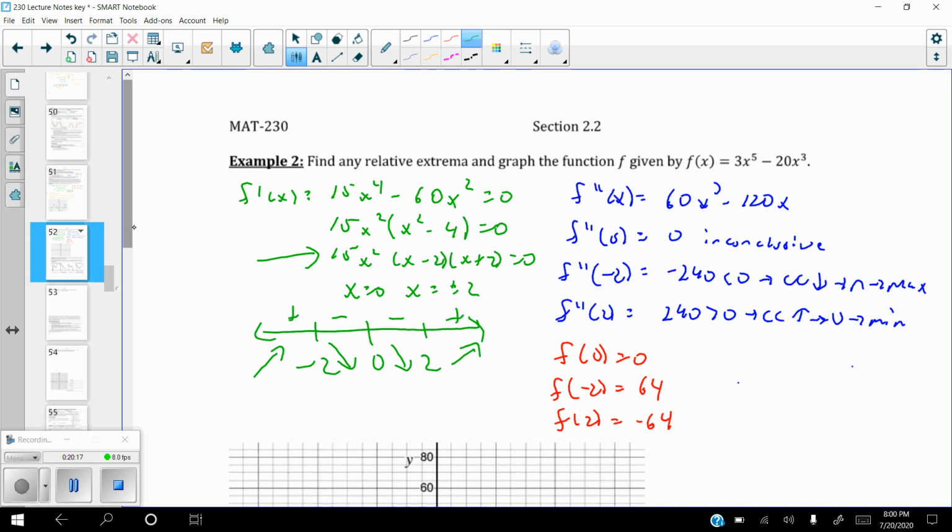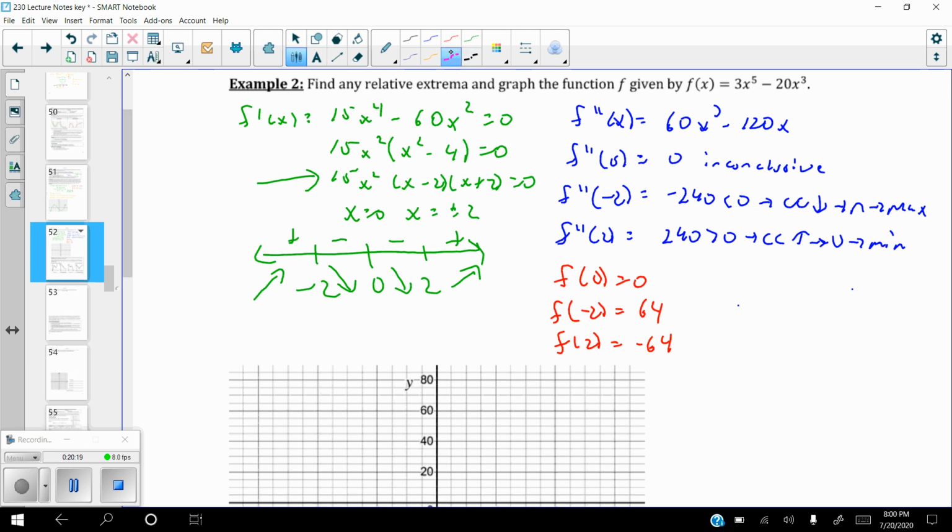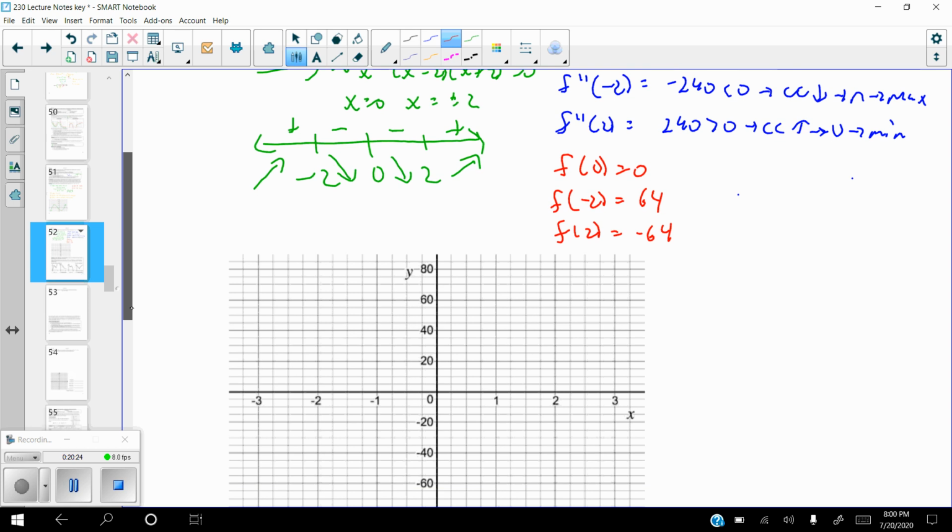Okay, so what we've got is 3 points. I've got 0, 0. That's where we had a critical value that did not change direction. I've got -2, positive 64, which looks like it's going to be right about here or so. That's close. And then I've got +2, -64, which again looks like it's going to be right about there or so. That's our minimum.